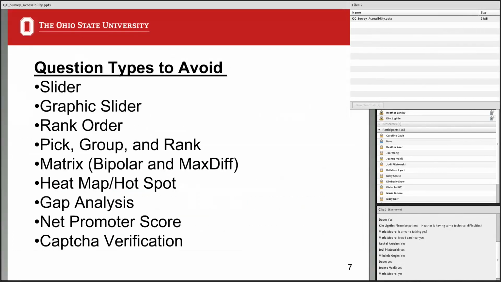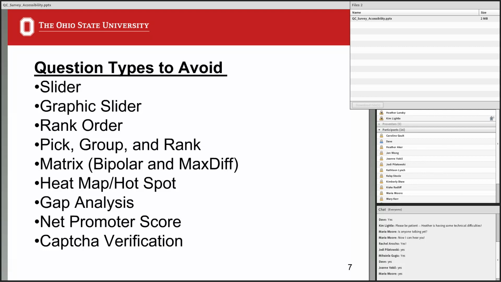So the question types that we're talking about here that are inaccessible are slider, graphic slider, rank order, pick, group, and rank, matrix of the type bipolar or max diff, the heat map and hotspot, gap analysis, net promoter score, and the CAPTCHA verification. The reason that many of these are inaccessible is because they're either reliant upon a graphic, obviously the graphic slider, that the screen readers cannot read, or there's some other functionality that a screen reader or the adaptive technology that folks use can't get to.